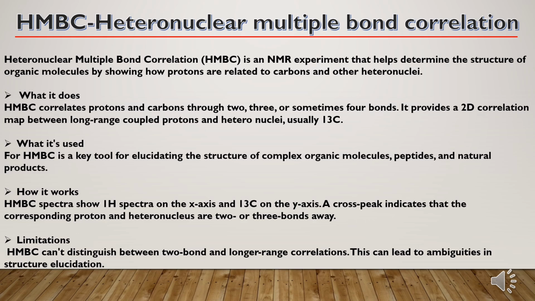What is it used for? HMBC is a key tool for elucidating the structure of complex organic molecules, peptides and natural products. How does it work? HMBC spectra show the proton spectrum on the x-axis and the carbon spectrum on the y-axis. A cross peak indicates that the corresponding proton and heteronucleus are 2 or 3 bonds away. Limitations: HMBC can't distinguish between 2-bond and long-range correlation. This can lead to ambiguities in structure elucidation.